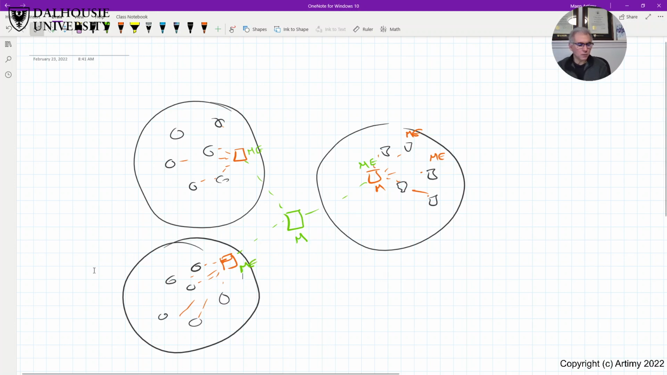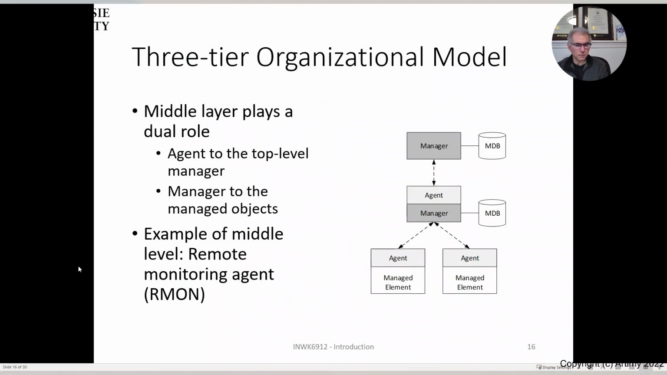Okay, so now we can scale this network to a much larger scale. So imagine multiple buildings. Each building will have its own network manager, and then the organization in general has one manager that talks to all these building managers. Right?